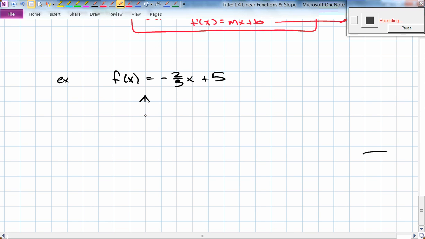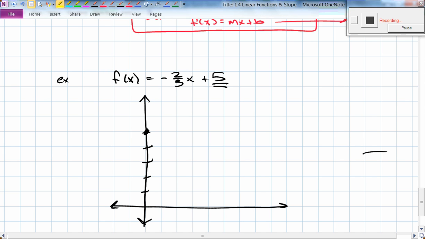How do I do it? Yeah. If this stands for my y-intercept, I go up 5: 1, 2, 3, 4, 5. Boom, put a dot there. Then what do I do? Yeah, the slope is -2/3. So from my point 5, do I go up or do I go down? I go down. Very good. Go down 2 and over 3: 1, 2, 3. Boom, put a dot.